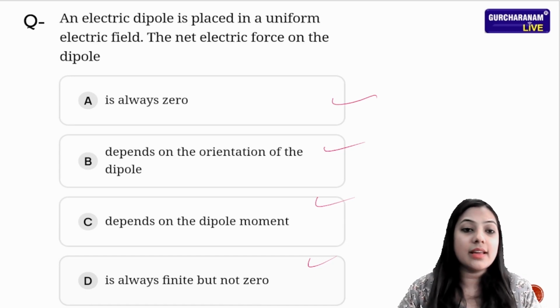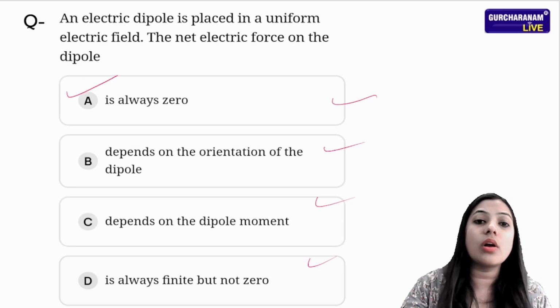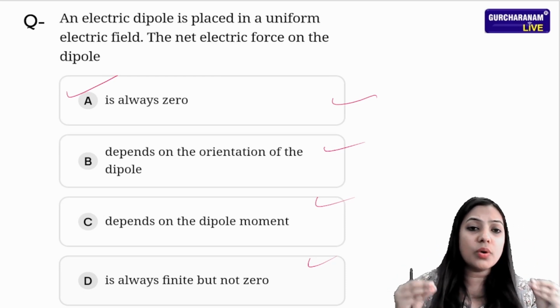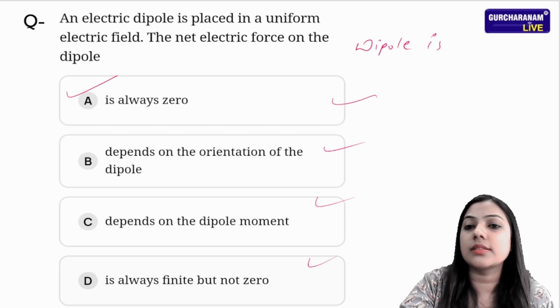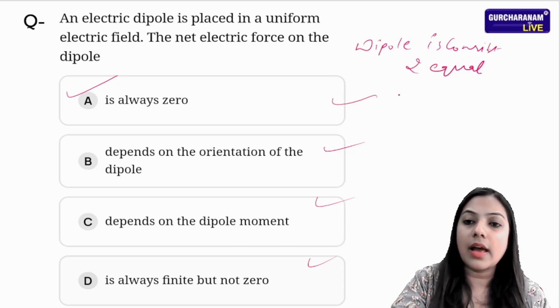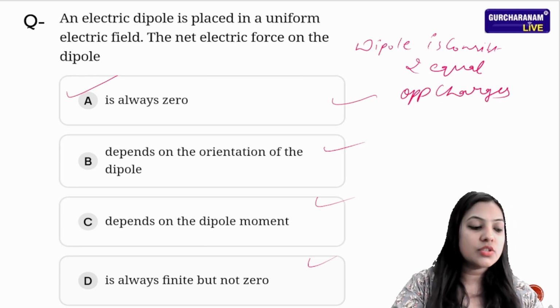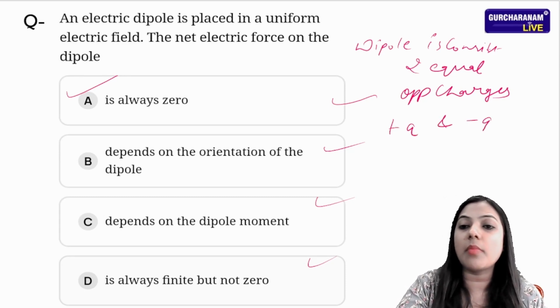So I can say that the option is always 0. Why? Because a dipole consists of two equal and opposite charges. So the value of the charges is plus q and minus q.